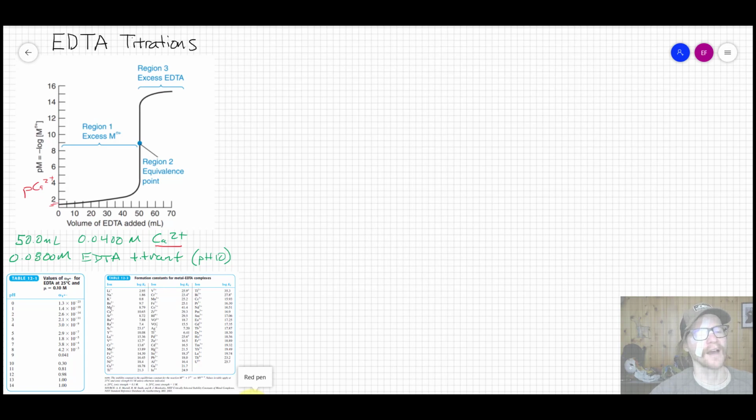or 1-to-1. We have region 2, which is the equivalence point, so you've added exactly a molar equivalent amount of EDTA to completely bind up all the calcium or whatever metal in solution is, and we're always going to assume 1-to-1 here. And then we have the third region, which is excess EDTA, so we've added a stoichiometric excess of EDTA in solution.